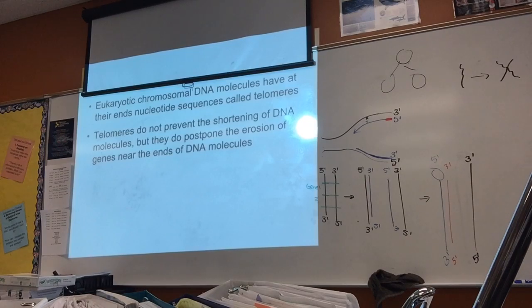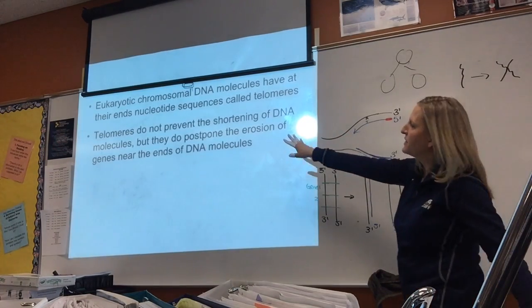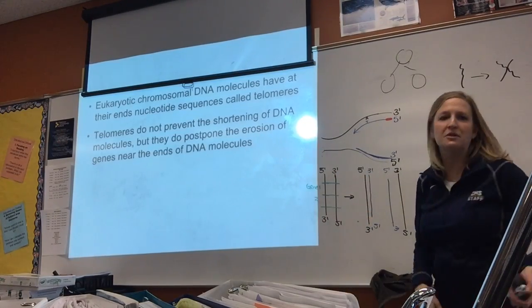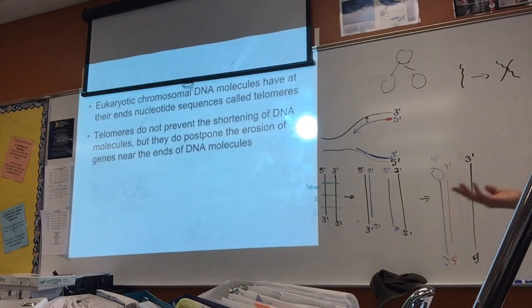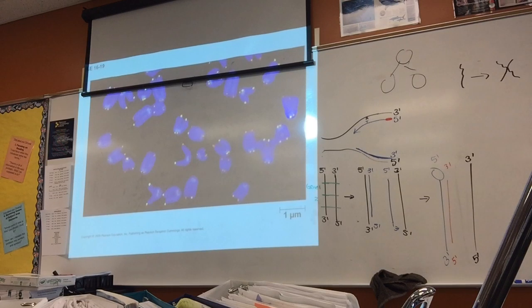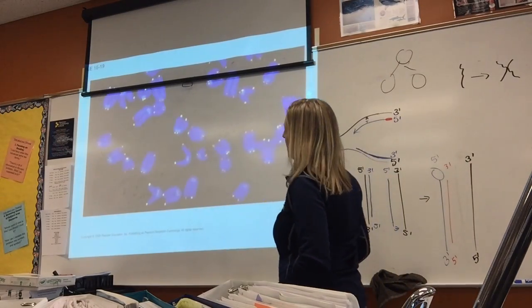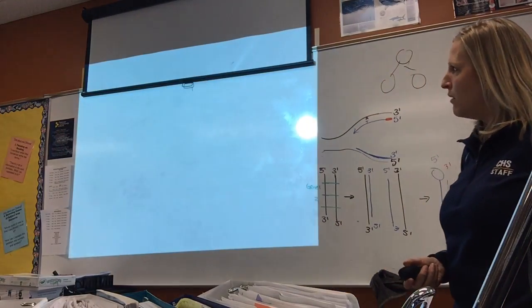stop the aging process. So these telomeres don't prevent the shortening, but they postpone the erosion of genes because the telomeres themselves aren't part of a gene. All right, so it's okay if we don't have them. But eventually, the more our cells divide, the shorter and shorter those ends get. And this is a real picture of some chromosomes with fluorescent tags on them, and these are the telomeres at the ends of them.